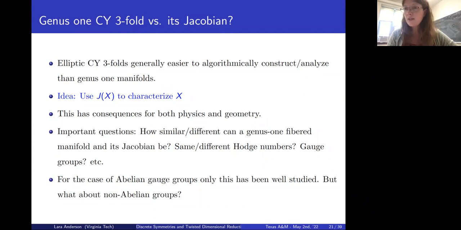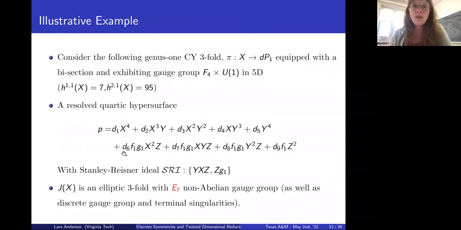This has not been well studied for the case of non-abelian groups being realized. So this has to do with more complicated fiber degenerations in these elliptic fibrations. And that's what we're hoping to make progress on. So let me give you just one example that piqued my interest in this a couple of years ago. Here's a Calabi-Yau threefold.